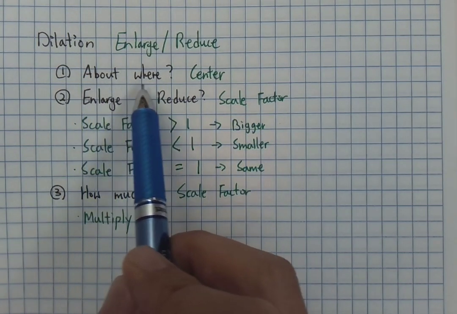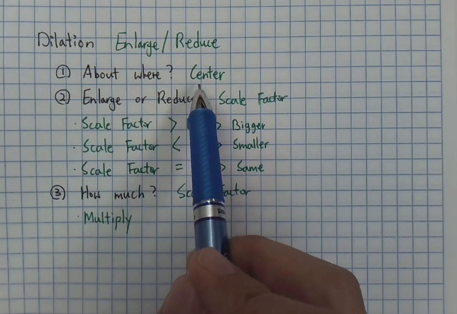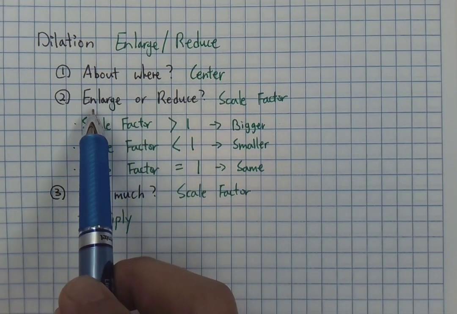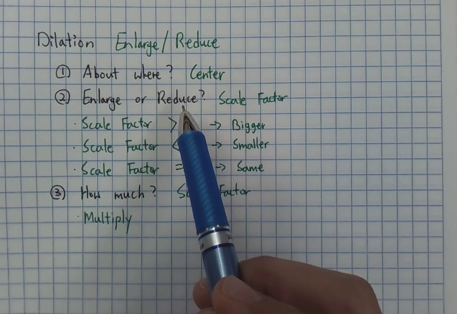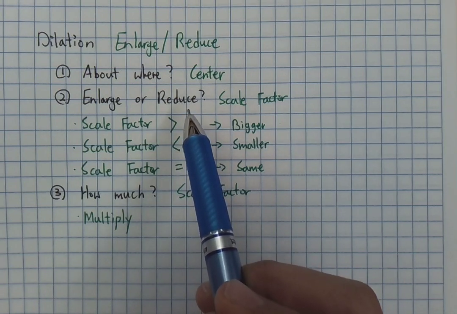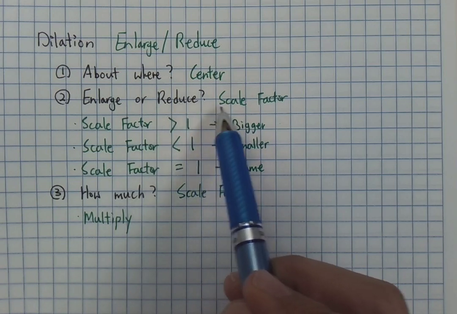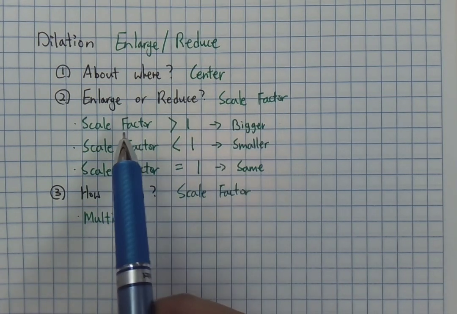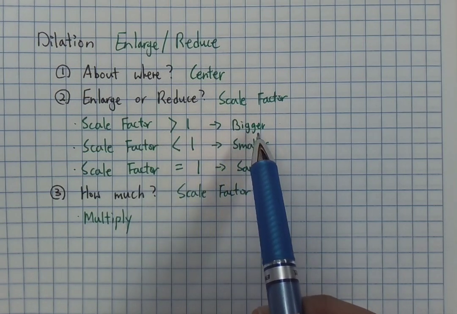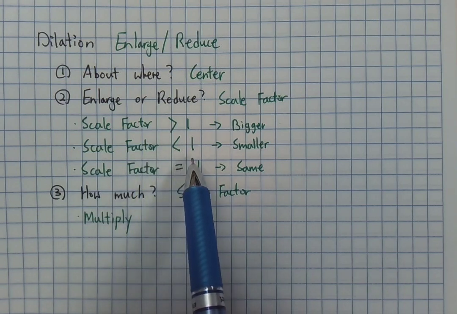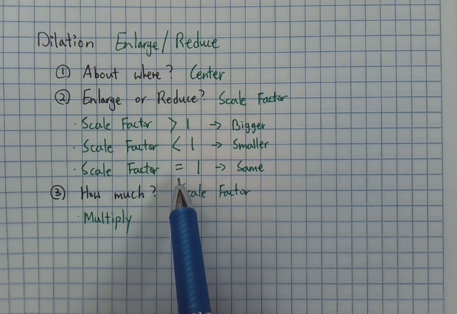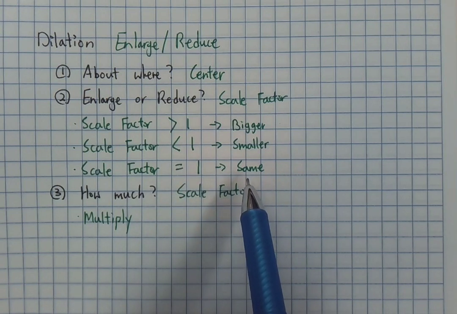First, about where. This you can tell by looking at the center, and you will see in an example. The second thing is enlarge or reduce. Even before we do the dilation, you can actually tell if the shape will get bigger or smaller by looking at a scale factor. If a scale factor is greater than 1, the shape will get bigger. If a scale factor is less than 1, the shape will become smaller. If a scale factor is exactly 1, it stays the same, nothing changes.